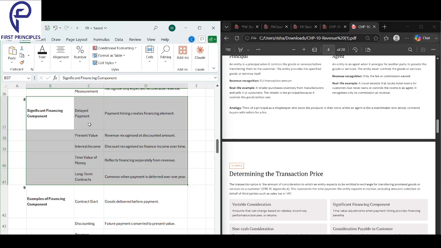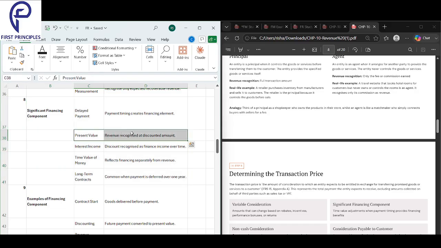And because there's so much time gap, we say there's a delayed payment between when the transaction happened versus when the payment was cleared. There was a lot of time gap. So there's a financing effect. What you should do, you should record the revenue at a discounted amount today, not a future amount. Whenever this is the situation, record the revenue at present value.